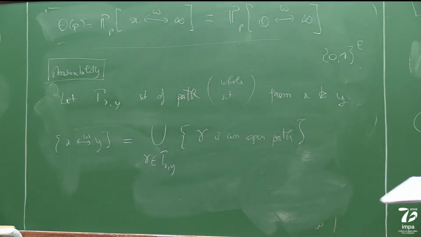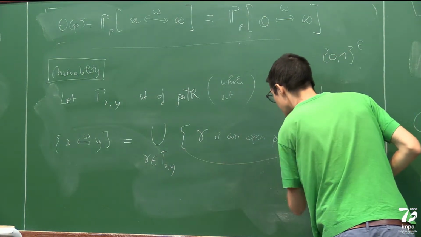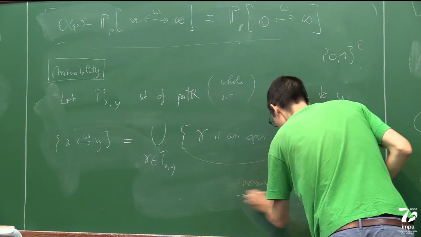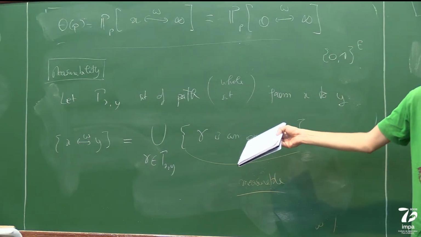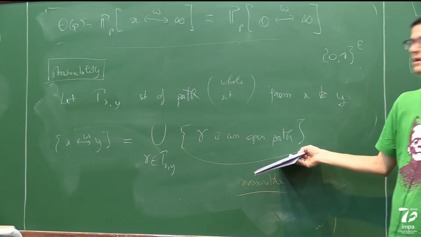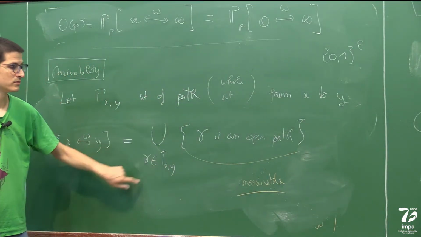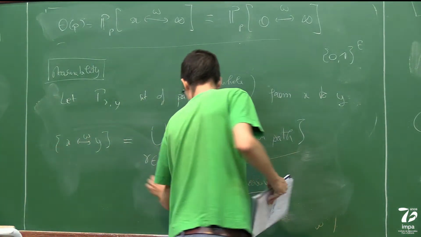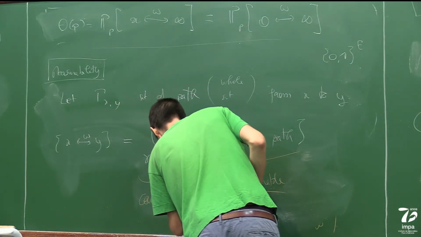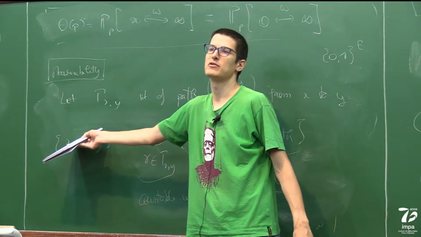Now, this is measurable because this is an event that involves only finitely many edges. If you fix gamma, this is measurable. And now this set is countable, so we have a countable union here. Therefore, this is a measurable event.